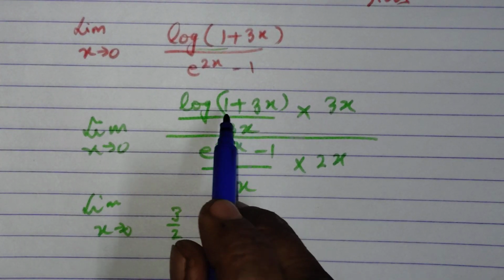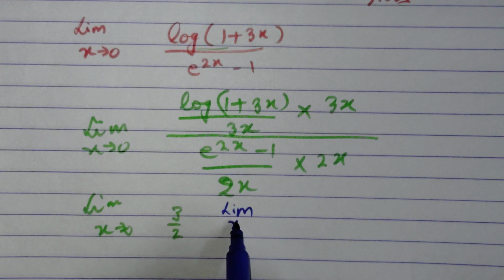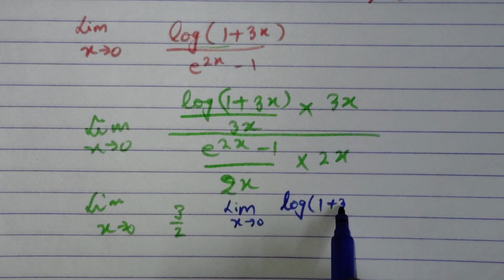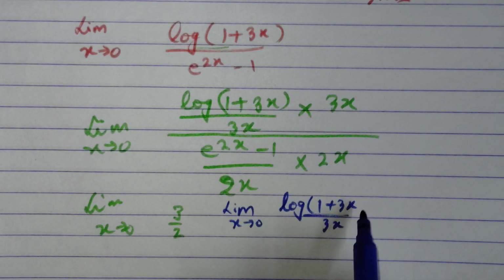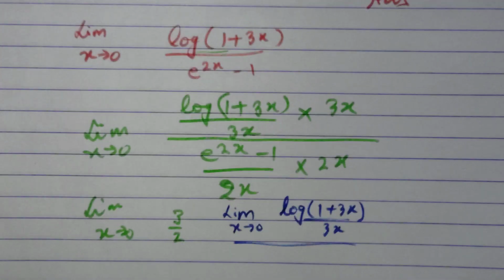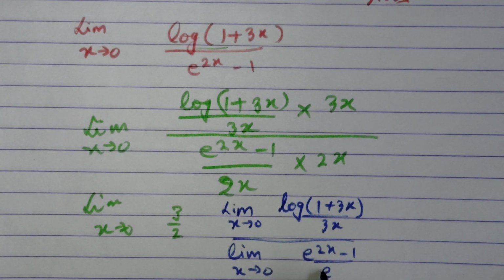So 3 by 2 times log 1 plus 3x upon 3x, limit x tends to 0, and log 1 plus 3x upon 3x, its value is 1, upon, and similarly we write limit x tends to 0, e power 2x minus 1 upon 2x, its value is also 1. So 3 by 2 is our final answer.